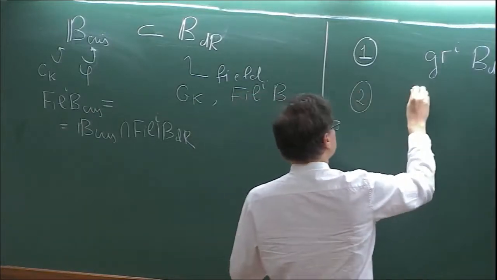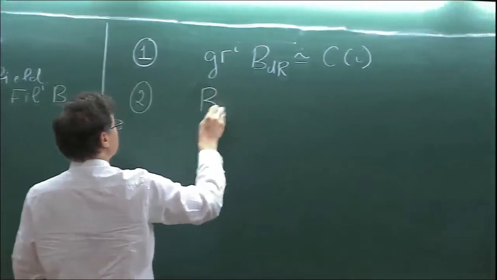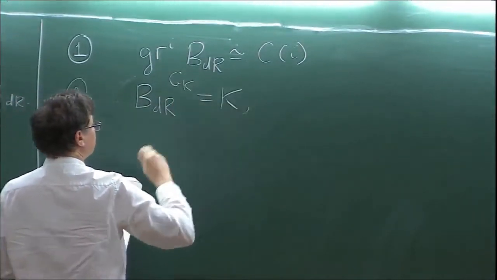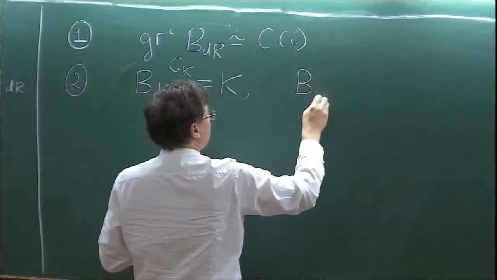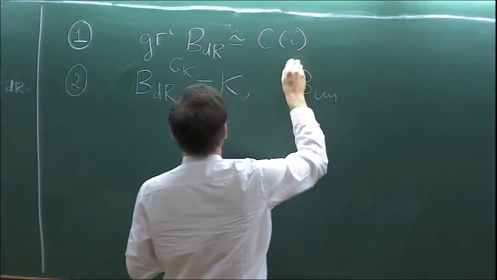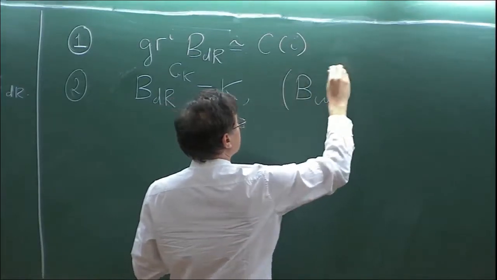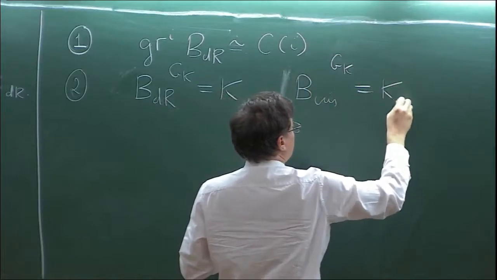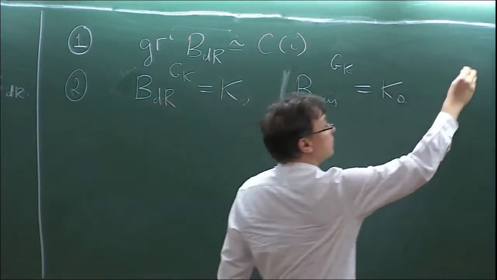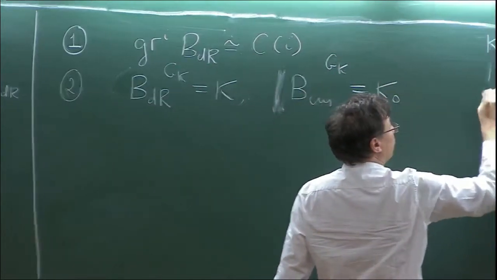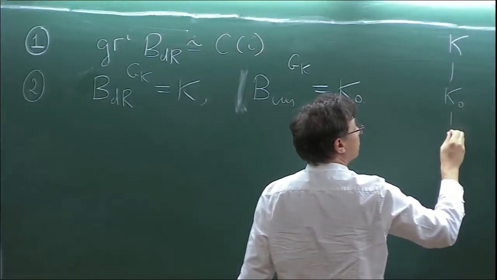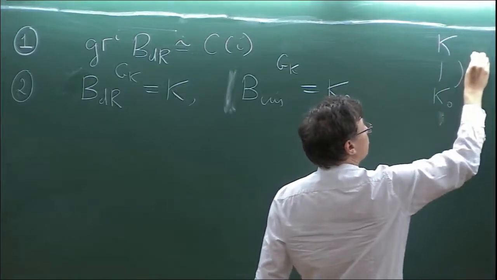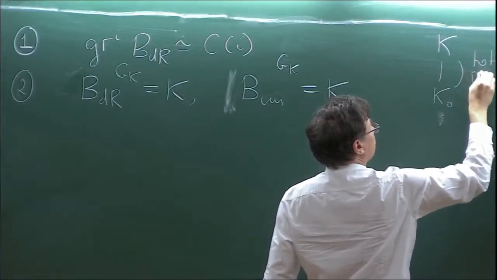The Galois invariants of B_dR are K. And the Galois invariants of B_cris are K_0, where K_0 is, as before, the maximal unramified subextension of K. So this is totally ramified.